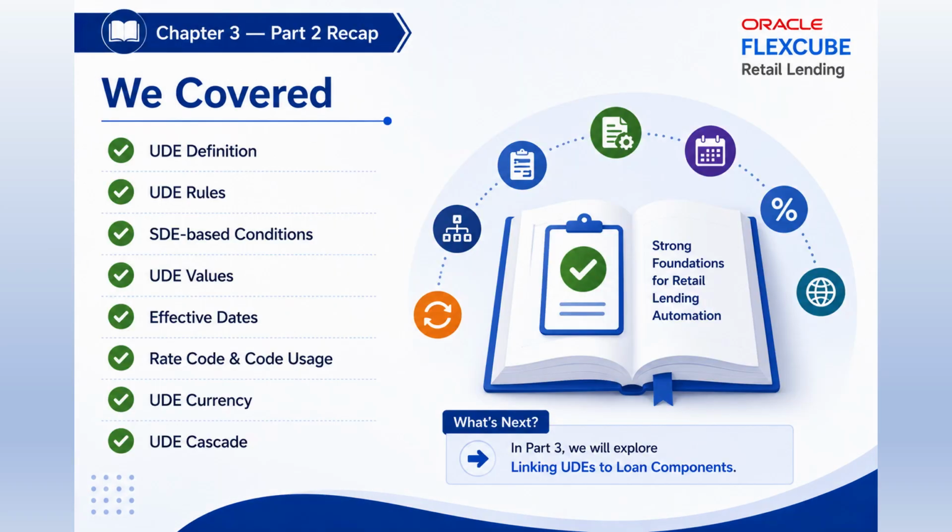Recap and what's next. Let's quickly recap what we covered in Chapter 3, Part 2. We started with UDE definition and UDE rules. Then we looked at SDE-based conditions and UDE values. We covered effective dates, rate code and code usage, and UDE currency. Finally, we understood UDE Cascade and how changed UDE values can be applied to existing accounts. That brings us to the end of Part 2. In the next part, we'll continue our Oracle FLEXCUBE retail lending journey with the next topic in Chapter 3.